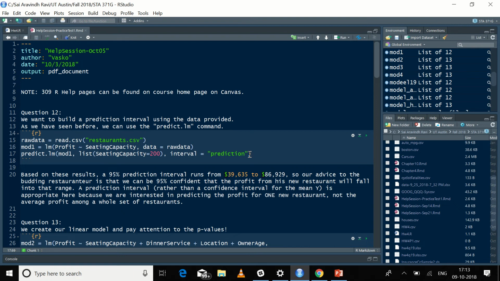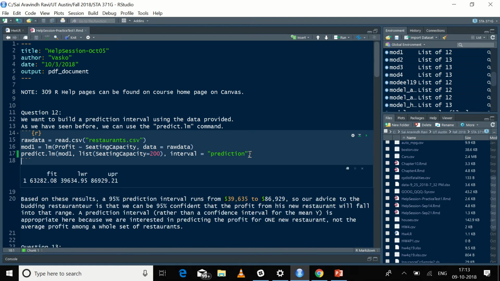So this should throw you three values. One is the fit value, which gives me the absolute value of what that profit would be, and it gives me a 95% prediction interval for that profit. Questions? Yes.